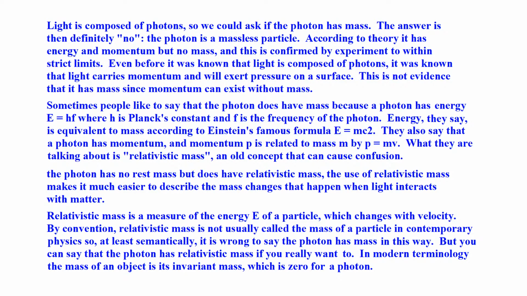That's what they're saying. Sometimes people like to say that the photon does have mass because a photon has energy, where h is Planck's constant and f is the frequency. Energy, they say, is equivalent to mass according to Einstein's formula. They also say that a photon has momentum, and momentum is related to mass by p equals mv. Okay, fine. What they are talking about is relativistic mass, an old concept that can cause confusion. No kidding. The photon has no rest mass, but does have relativistic mass. The use of relativistic mass makes it much easier to describe the mass changes that happen when light interacts with matter. Yeah, because they want to use that specifically for special relativity, where they accelerate something at close to the speed of light.